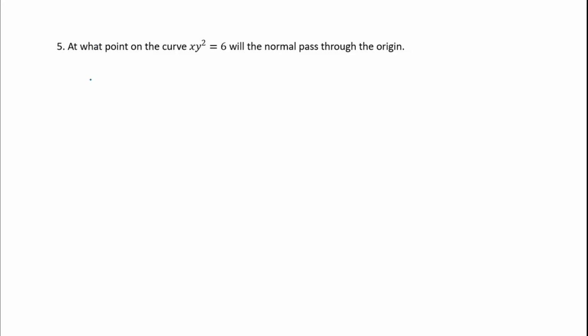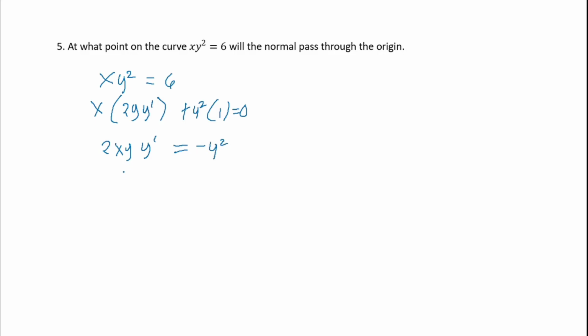So first thing that we're going to do is we have to find the slope again. So xy squared is equal to 6. So it is an implicit function. So x times the product rule, 2y y prime plus y squared times the derivative of x, that is 1, this equals 0. So this is 2xy y prime is equal to negative y squared. So to get y prime, we have negative y squared over 2xy.